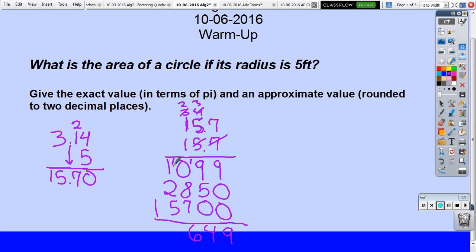Mary, do you know the formula for the area of a circle? It's pi r squared. All right, let's write that. Capital A for area equals pi r squared.